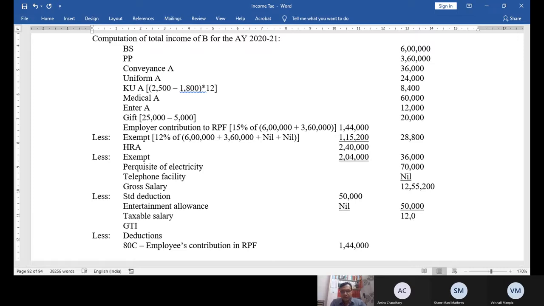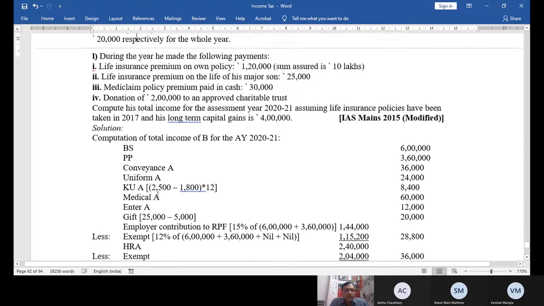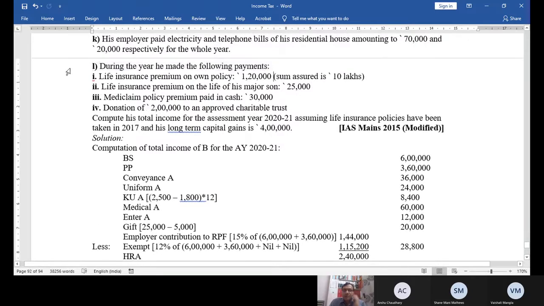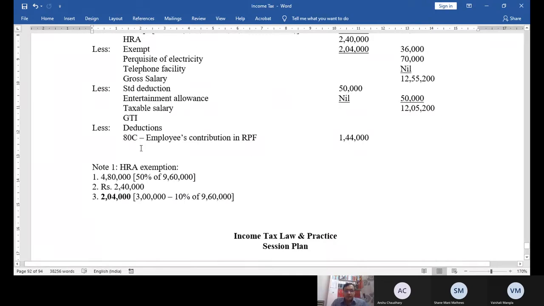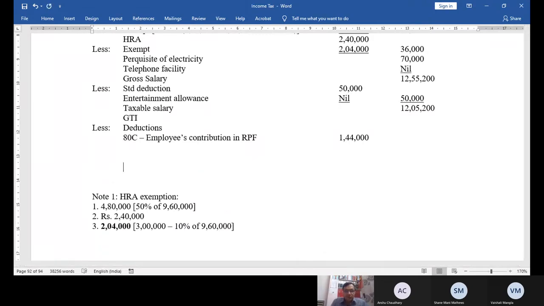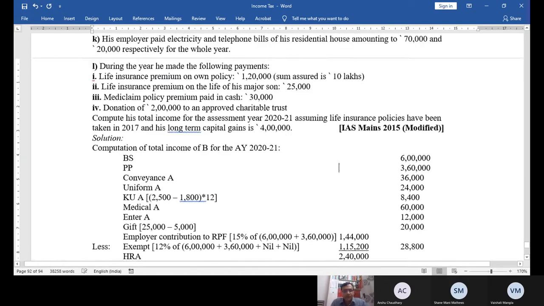Civil services exam question and very easy. After this, during the year, he made the following payments. I purchased a life insurance policy for my own health, 1,20,000, sum assured 10 lakh. Life policy for major son, allowed, 25,000 premium. Mediclaim paid in cash, disallowed. I cannot give 80D if I pay mediclaim in cash, otherwise I would have got it. So one thing you must remember: for 80D you should show nil because the payment is in cash.